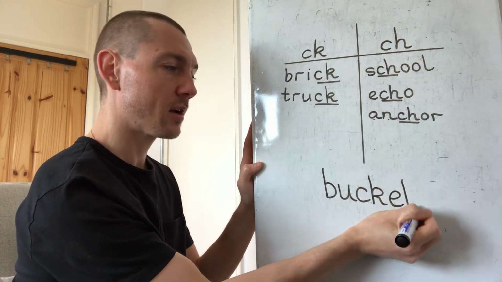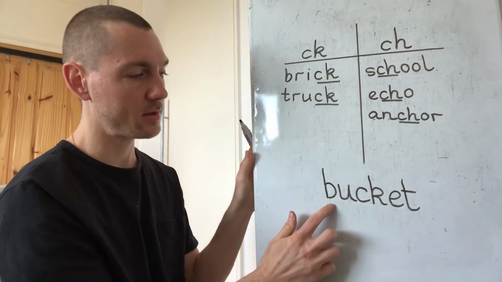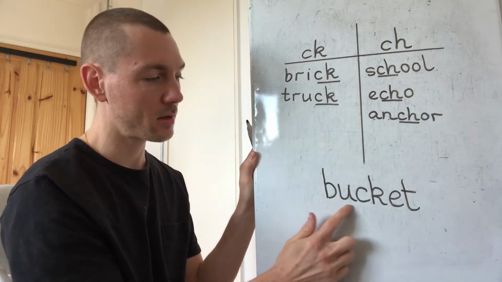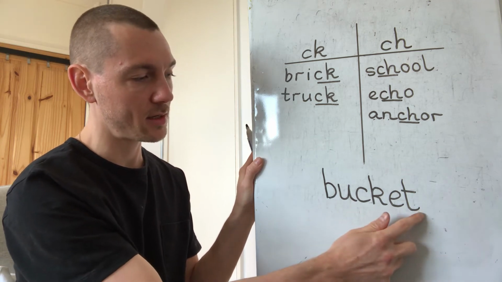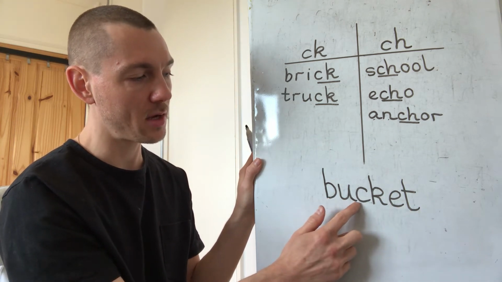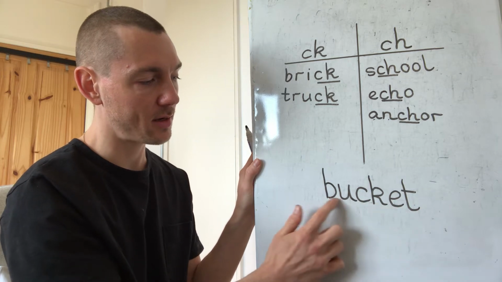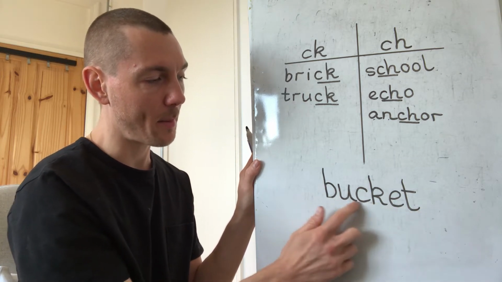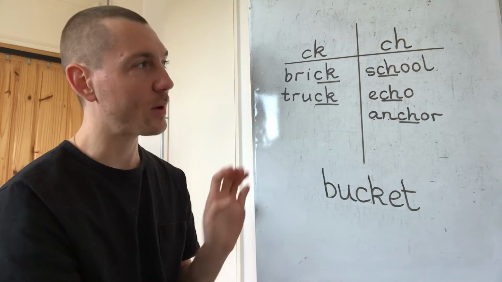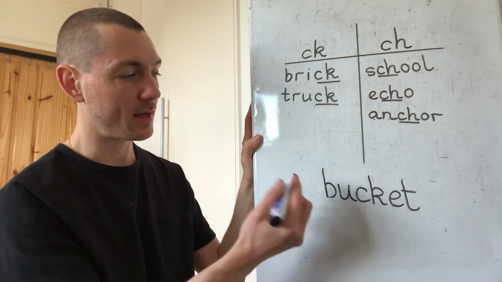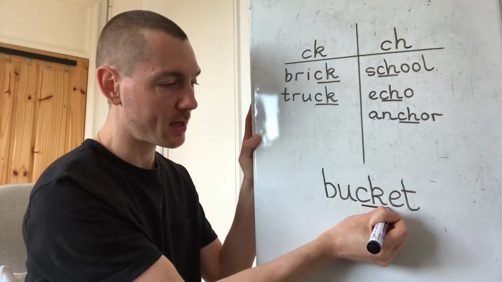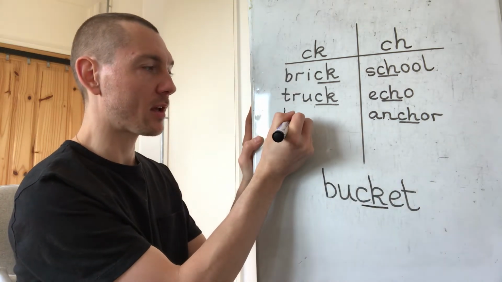Okay, after 3. The word is 1, 2, 3. 2 syllables, bucket. Bucket. Now, where's that going to be? It's the CK spelling, isn't it? So we're putting it here.